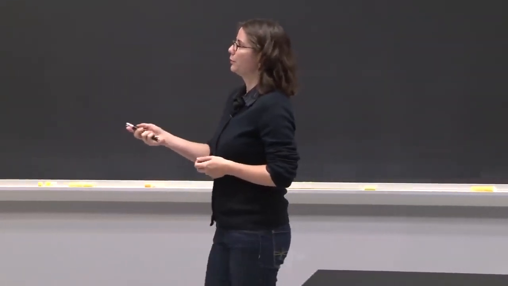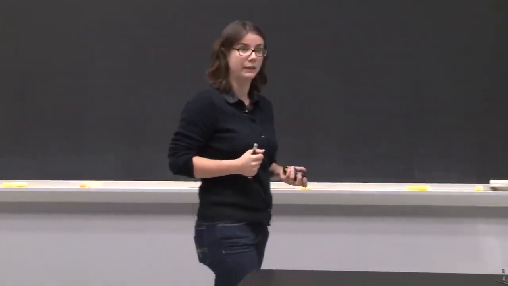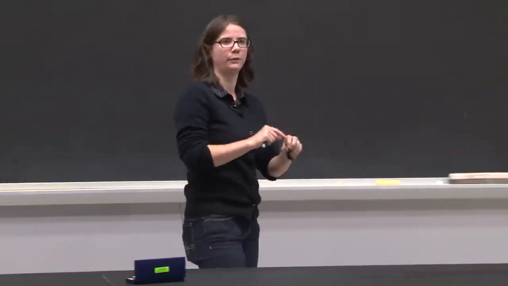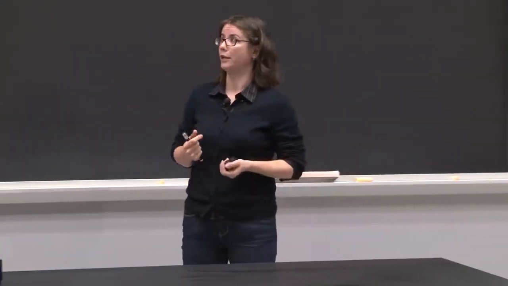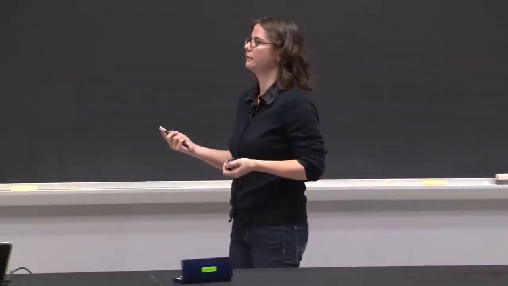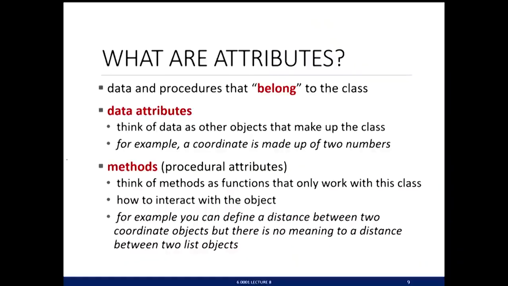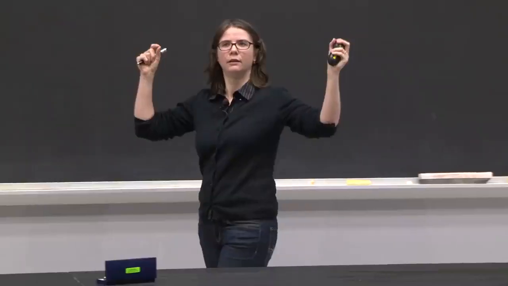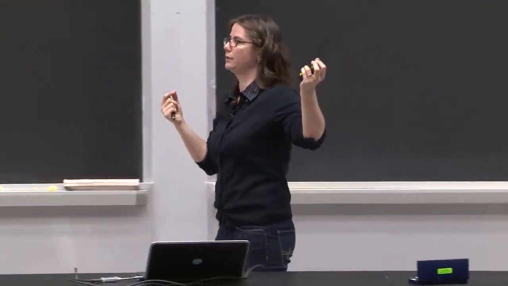So those are data attributes, and procedural attributes are better known as methods. And you can think of a method as a function, except that it's a function that only works with this particular type of object, so with a coordinate object in this case. Okay? So the methods are going to define how you can interact with the object. So in a list, for example, we've said that you can append an item to the end of the list, we can sort a list, things like that. So when you're defining methods, you're defining ways that people can interact with your object. So for example, for a coordinate object, we can say that we can take the distance between two coordinate points, okay? And that's going to be a way that you can interact with two coordinate points.